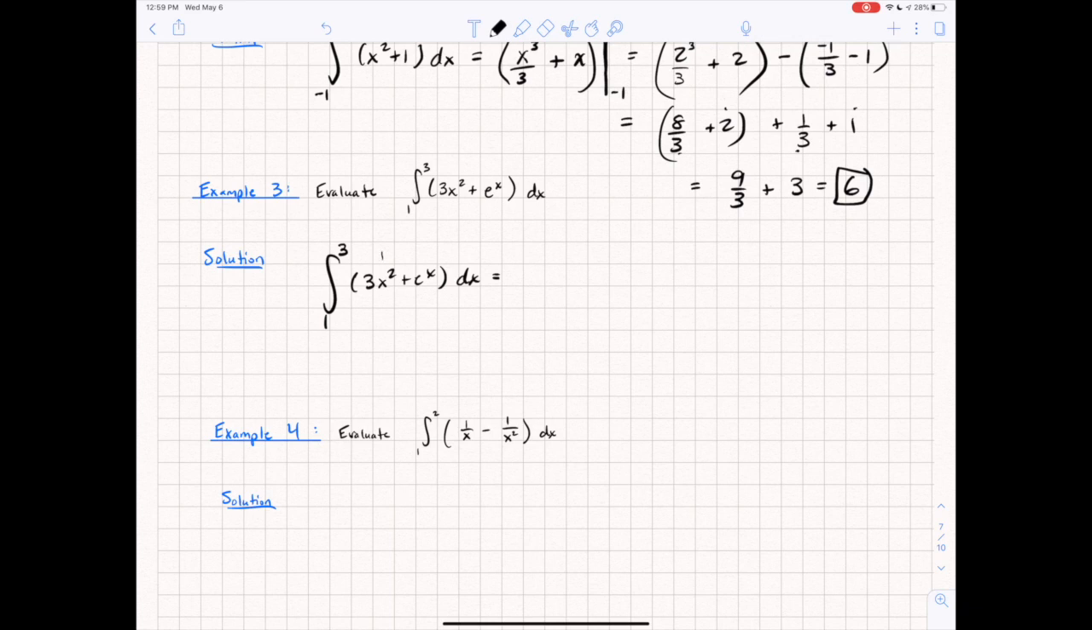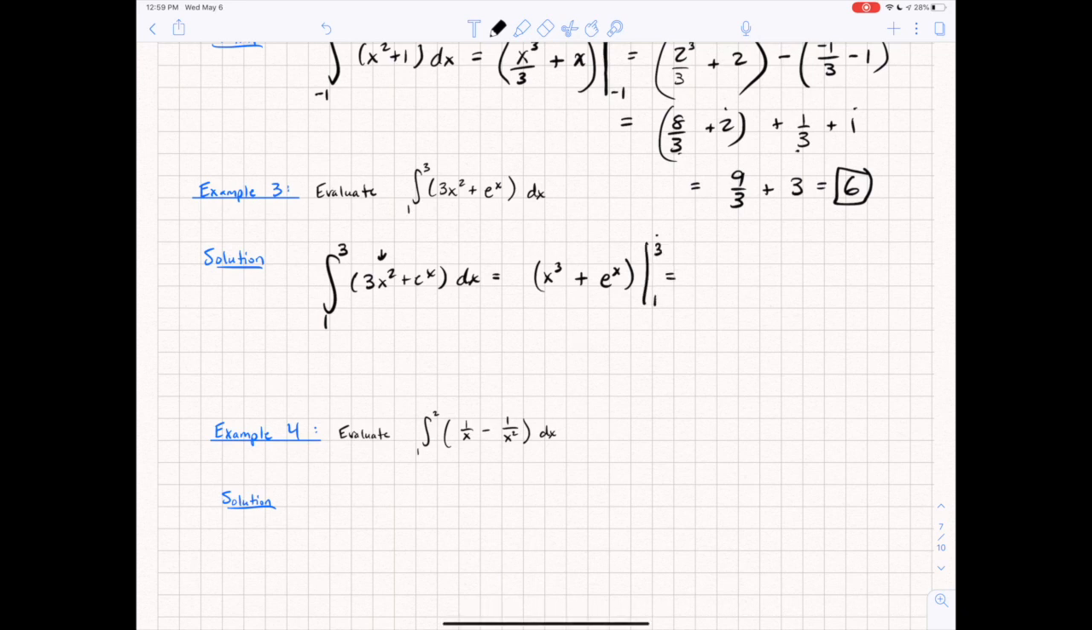All right, the antiderivative of 3x squared. Add 1 to the power, divide by that power. So see how the 3's are going to cancel. So I'm just going to take them out. Recall from the antiderivative lesson that the antiderivative of e to the x is just e to the x because its derivative is e to the x. It's fantastic. Now I'm going to evaluate this from 1 to 3.